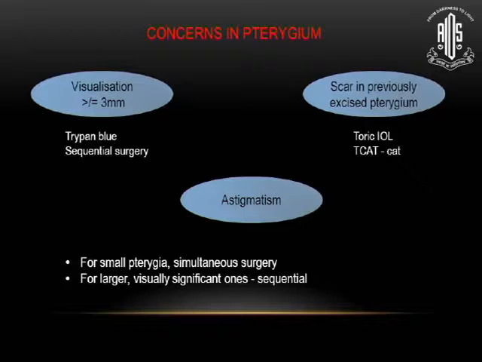And yes, as such, the astigmatism as well. For small pterygium, simultaneous surgeries can be planned if the patient is okay with the cosmesis and the topography shows regular astigmatism. For a pterygium like this, where the topography is almost regular, and the pterygium is on the nasal side, you can plan for a clear corneal temporal section, which does not cause much abnormality.